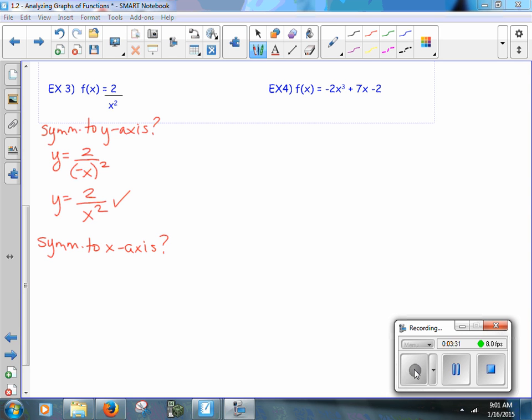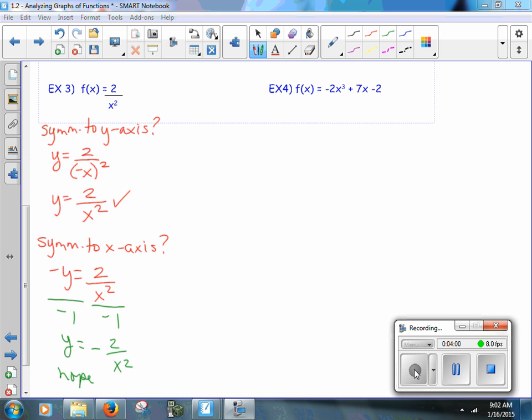What do I plug in? Negative y. Negative y is equal to 2 over x squared. What do I need to do to both sides? Divide by negative 1. All right, now think. Divide everything by negative 1. Negative divided by negative is a positive. What is anything positive divided by negative 1? Negative that thing, right? Is that the original? Nope.